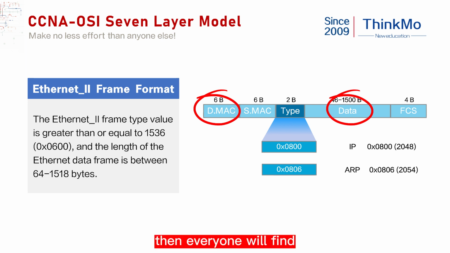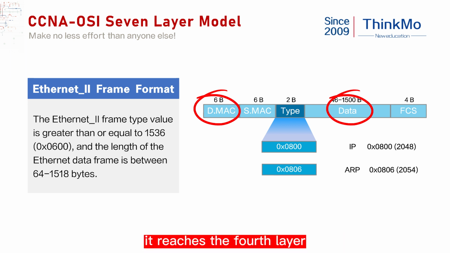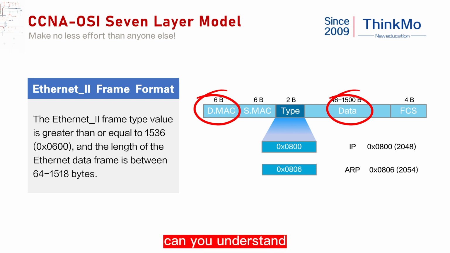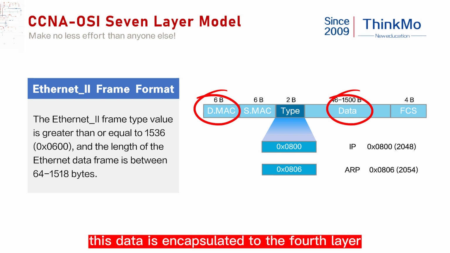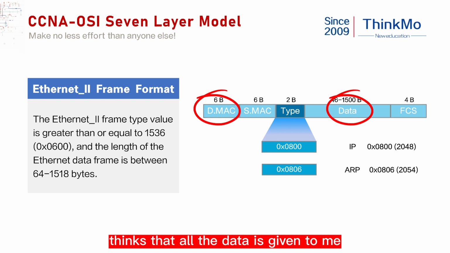Then everyone will find what is actually marked in it. After our 5, 6, 7 layer encapsulation, it reaches the 4th layer. It will consider all the data above as data. Can you understand? On the 4th layer, it will not look at the headers of the 5th, 6th, and 7th layers. This data is encapsulated to the 4th layer after 5, 6, or 7 layers. The 4th layer thinks that all the data is given to me.